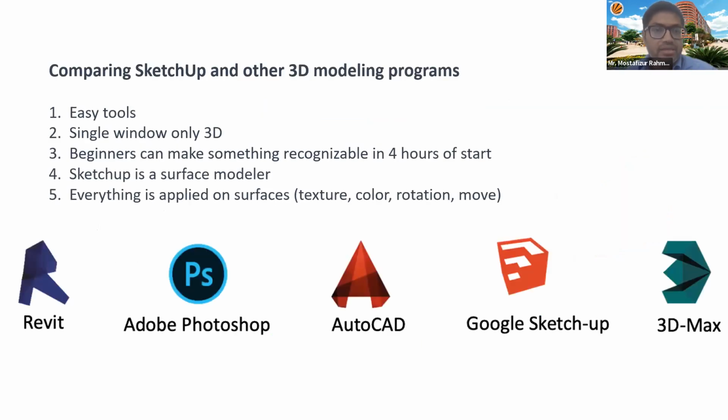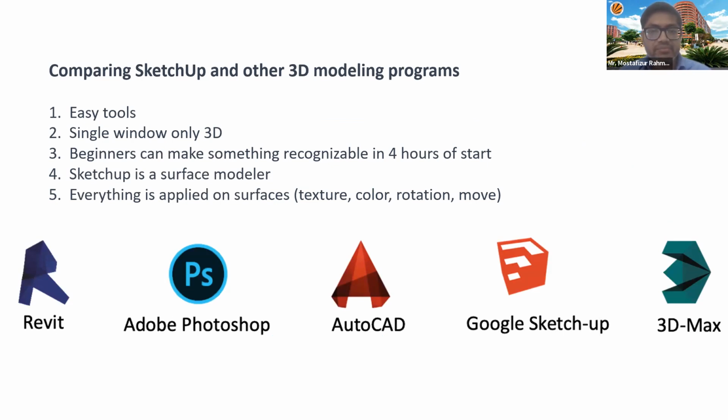Now, comparing SketchUp with different 3D software, there are lots of them, like Revit, and even in AutoCAD you can do some 3D. Then 3ds Max is there. But Google SketchUp is a very easy tool, and it has a single window 3D. That means you actually work in 3D.